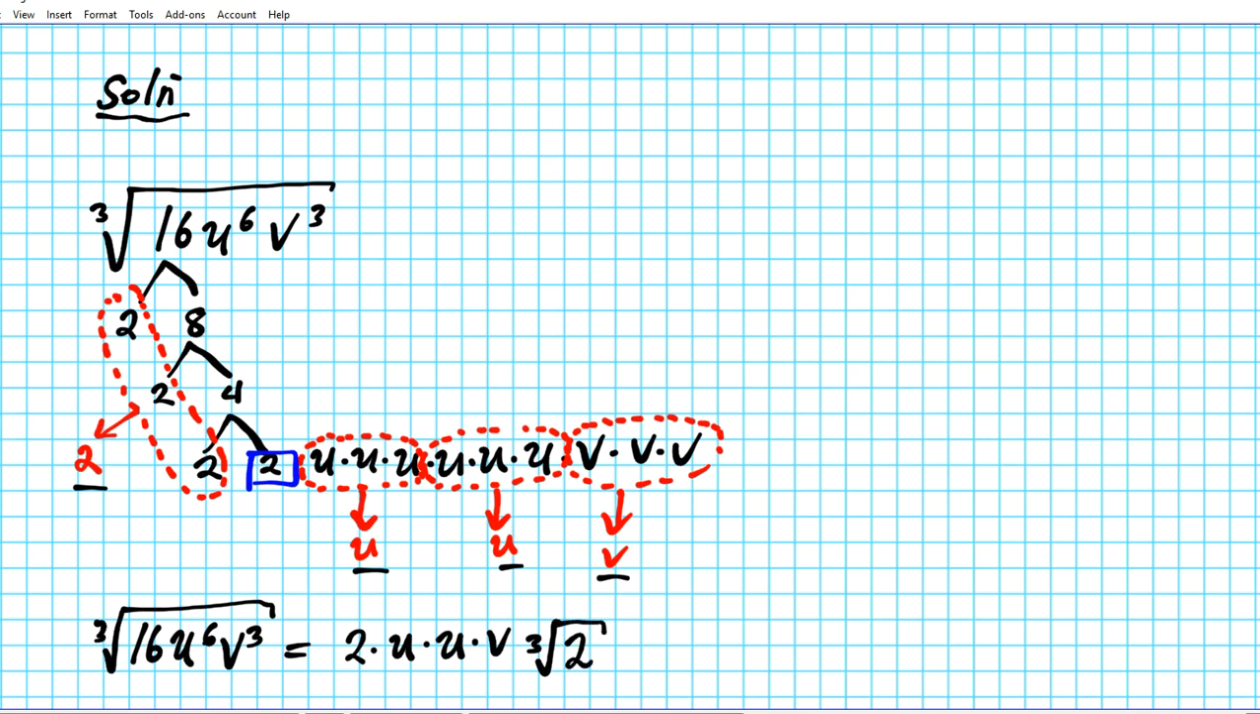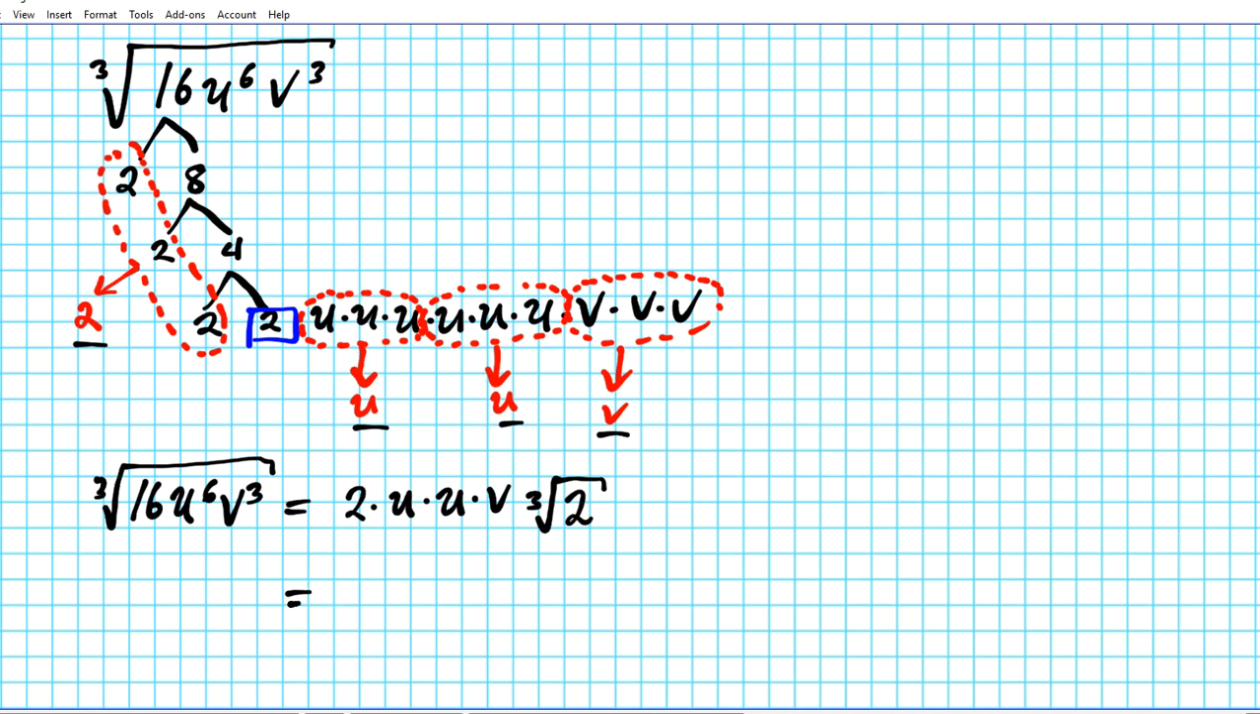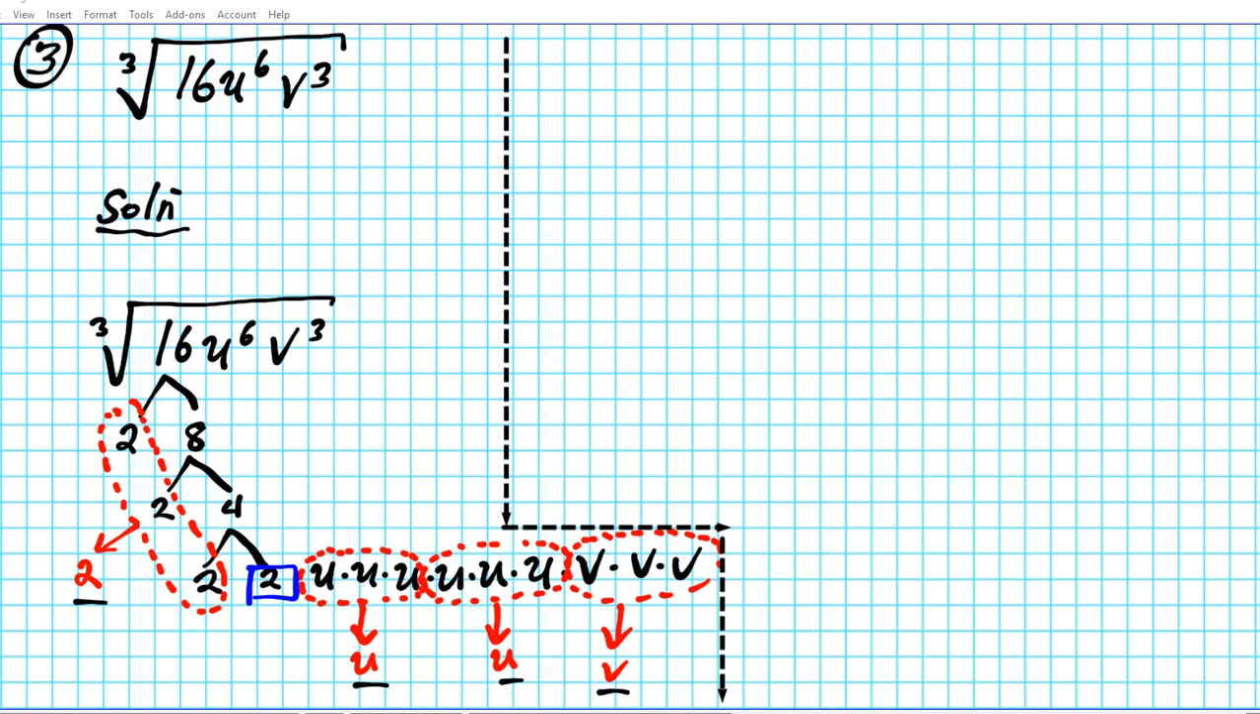Okay? And then when we simplify this, our final result is going to be 2u to the 2nd power v times the cube root of 2. That, ladies and gentlemen, is the simplified form of problem number 3. Alright, let's take a look at one last example, question number 4. Now what if we are to find the 5th root of 96x to the 5th y to the 4th?